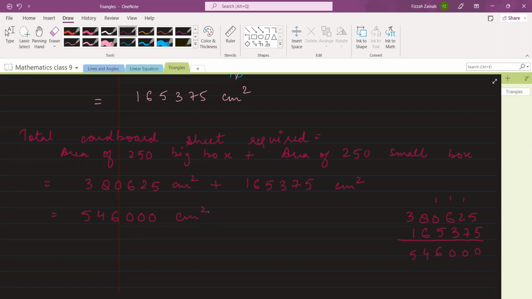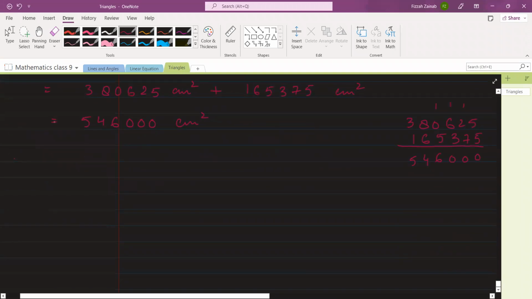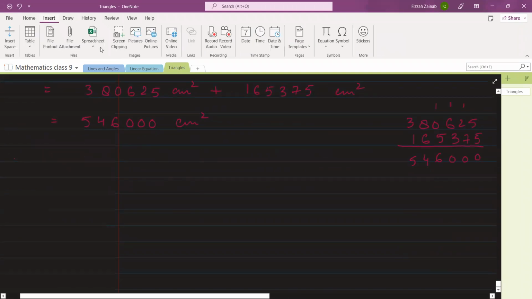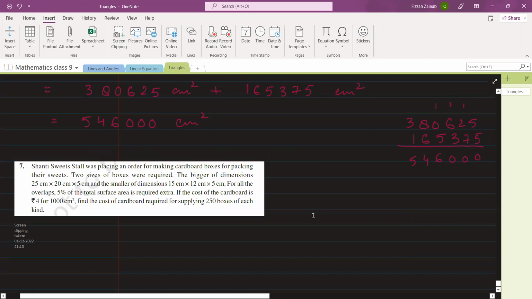Okay, anyway, so this is the total cardboard sheet required. Now there was something else in the question which was given. Just 1 minute. Yeah, okay, now see again in the question.